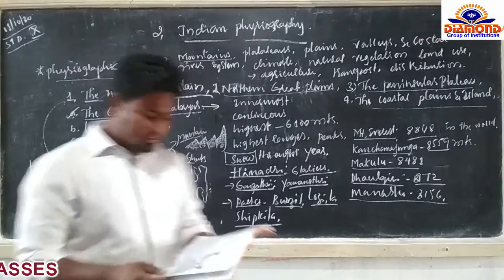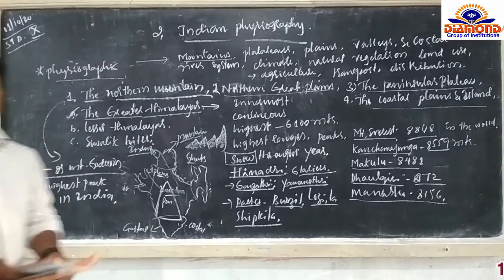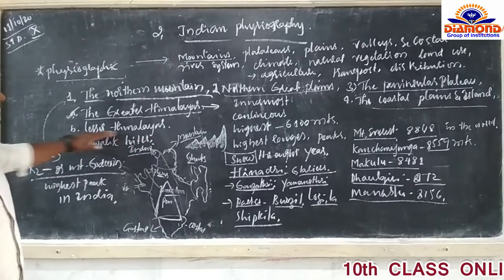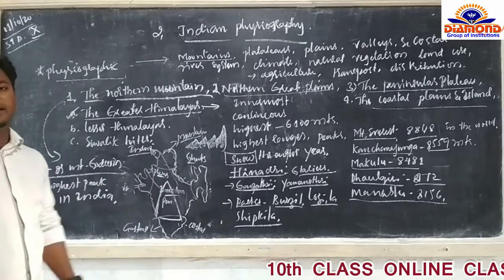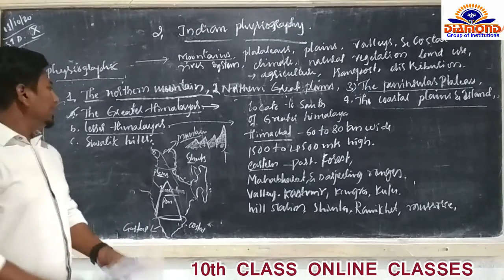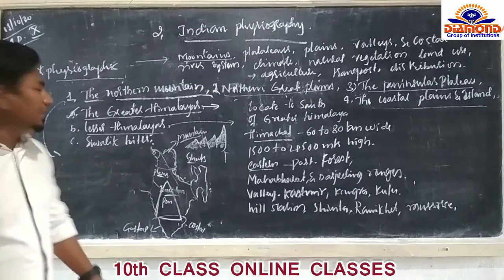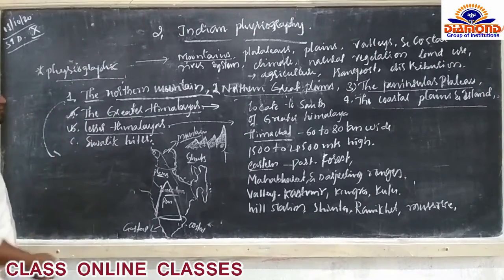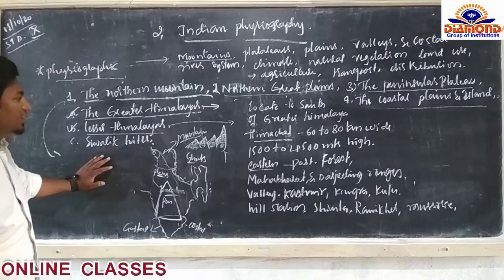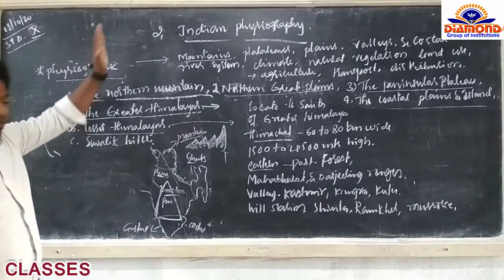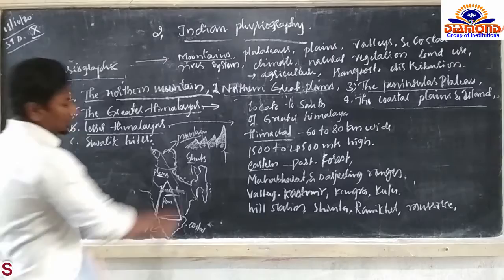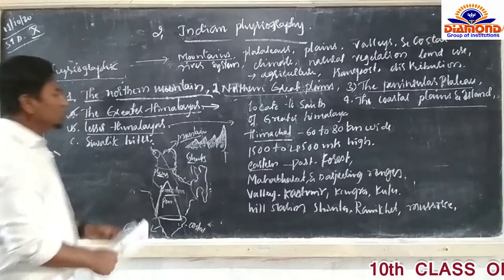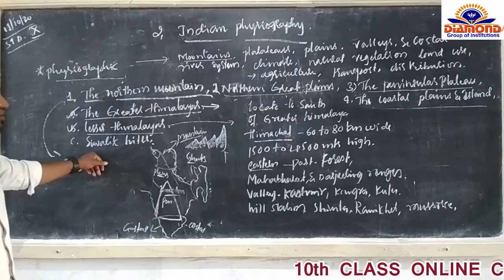We are going to see the second one, which is called the Lesser Himalaya. Dear students, after the Greater Himalaya, we come to the Lesser Himalaya. The Greater Himalaya has high ranges; the Lesser Himalaya has smaller ranges. Let us understand its location.